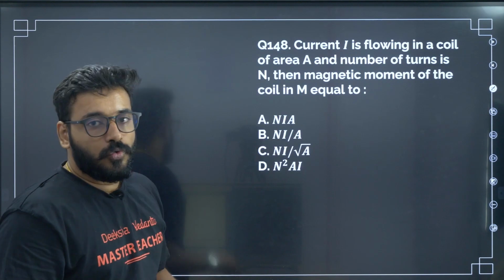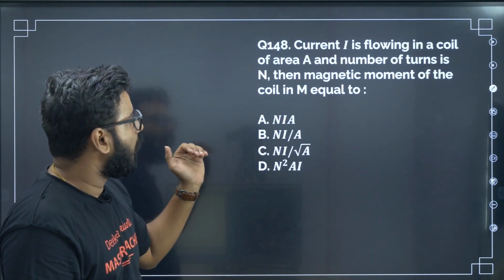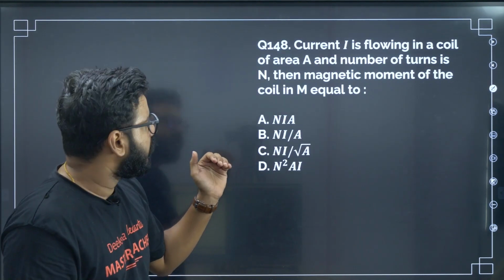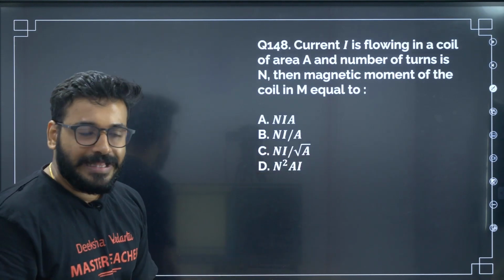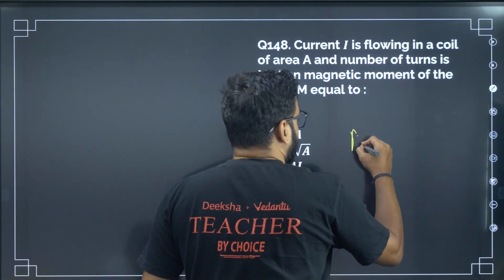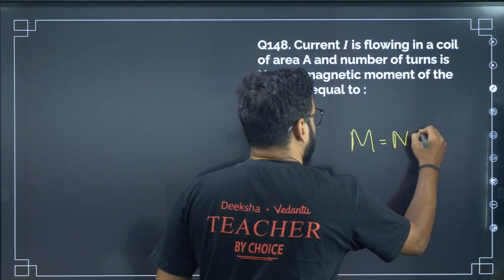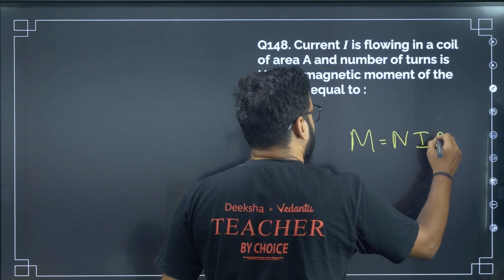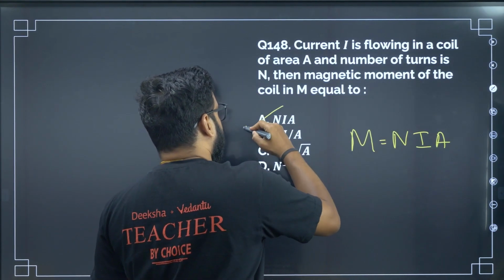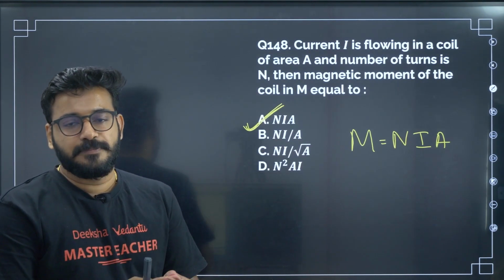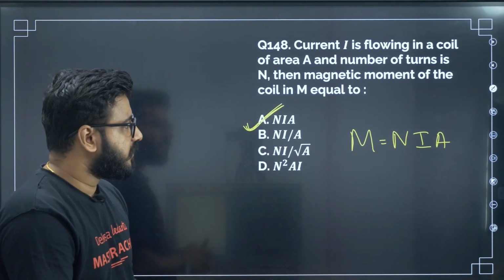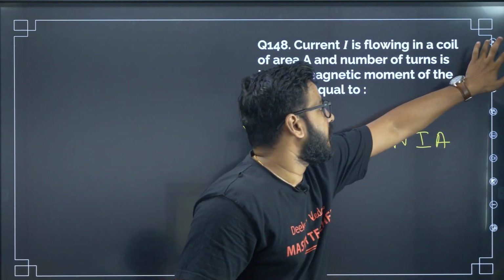Alright, so current I is flowing in a coil of area A and the number of turns is N. And then the magnetic moment is equal to, they are asking you the direct formula for magnetic moment. Magnetic moment is equal to number of turns into I into area. Simple, NIA. Yes, option A is the correct answer. Once again, very simple, very straightforward question. Directly you can write it.